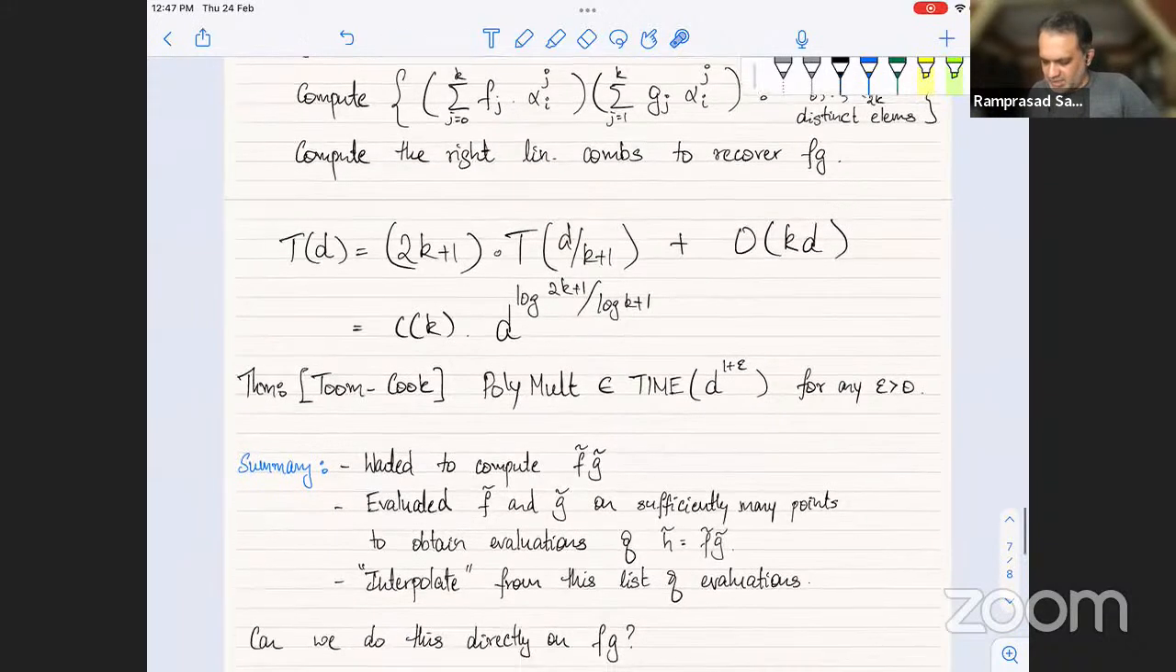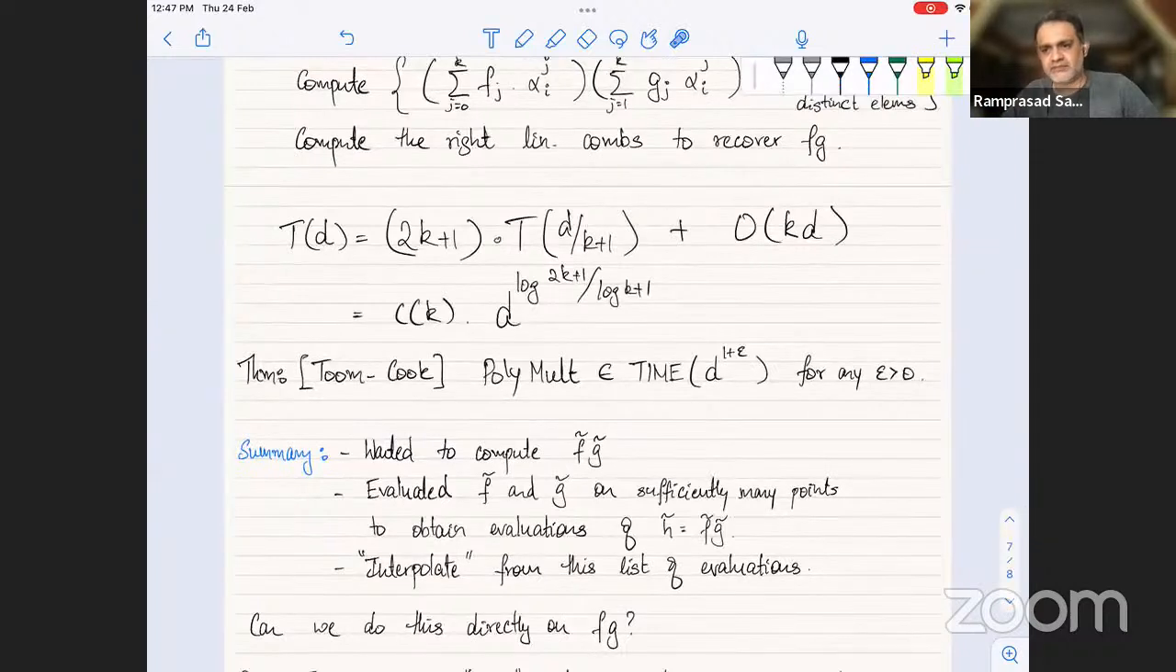So a natural question to ask is, why don't we do this directly on fg? I'm eventually interested in computing the product fg. f was a degree d polynomial, g was a degree d polynomial, fg is a degree 2d polynomial. If I can evaluate the polynomial fg on 2d or 2d plus 1 different points quickly, then I can do more or less the same thing. I know what the evaluations are, and if I can do Lagrange interpolation very quickly, then I'll know what the coefficients are.